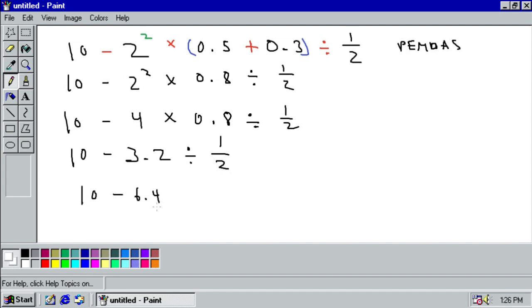And 10 minus our answer, 10 minus 6.4 gives us 3.6. So this will be our final answer, 3.6.